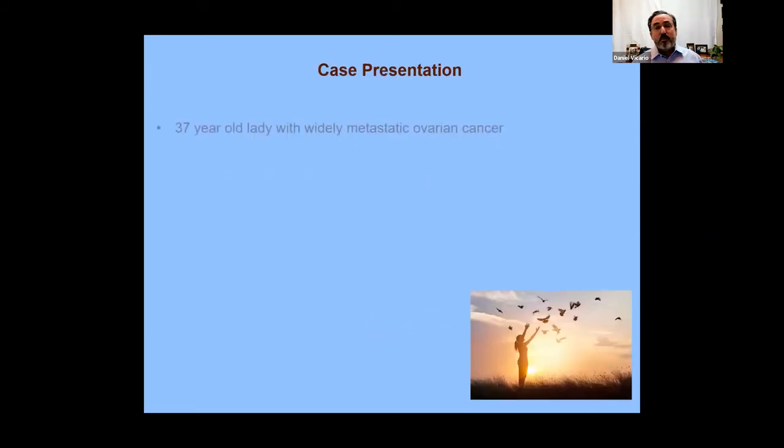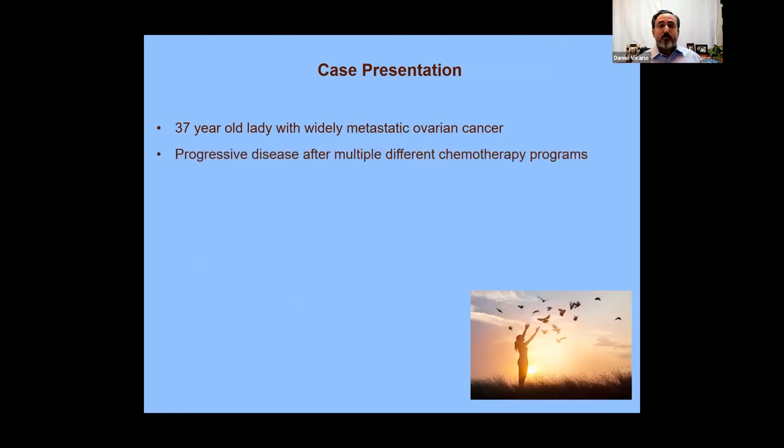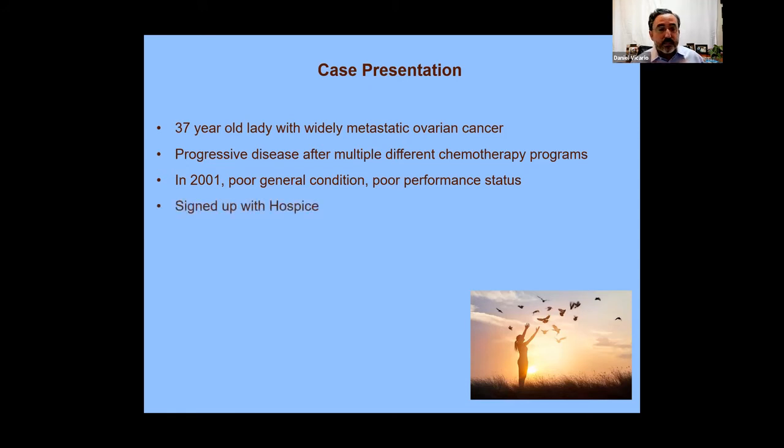But there's always hope. This lady, 37 years old, widely metastatic ovarian cancer, progressive disease after multiple different chemo, I'm still emotional. 2001, poor general condition, poor performance status. She signed up for hospice. She was deteriorating, went into a coma, agonal breathing. Her husband was there, and the two little girls. I went to see her at her home. This is 20 years ago.